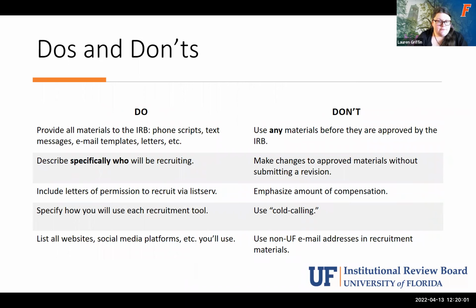So recruitment do's and don'ts. This is not an exhaustive list, but these are things that we do tend to see fairly frequently. So when it comes to what you should and shouldn't be doing, you want to make sure that everything that's going to be used in recruitment is given to the IRB, and you want to make sure that it's approved by the IRB prior to being used. So phone scripts, if you're going to be calling somebody off of a registry, just have a script. What are you going to say to them? Text messages, email templates, letters, flyers, if you're advertising in newspaper or radio, scripts for that, social media posts.